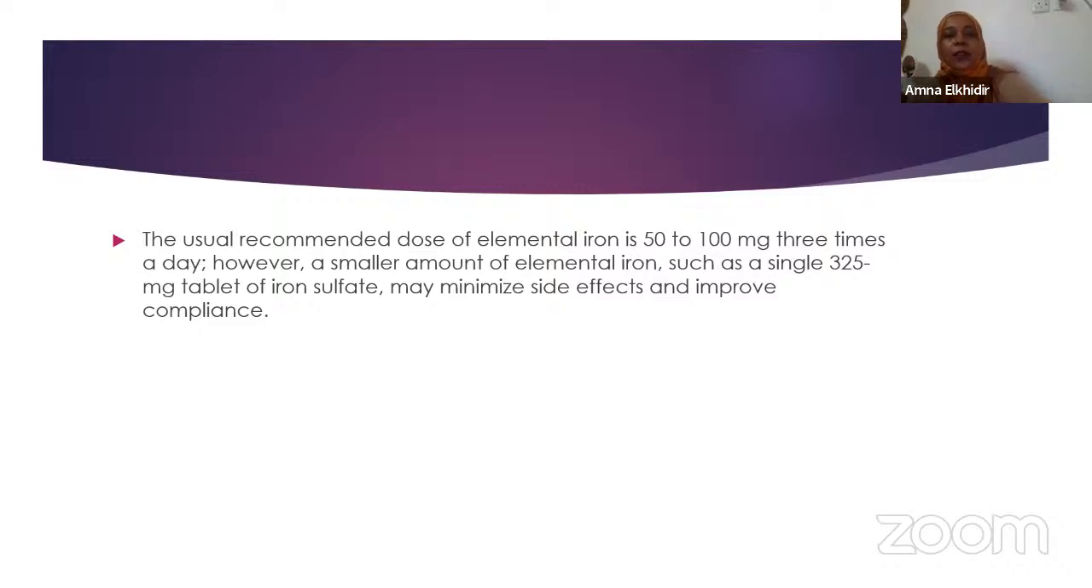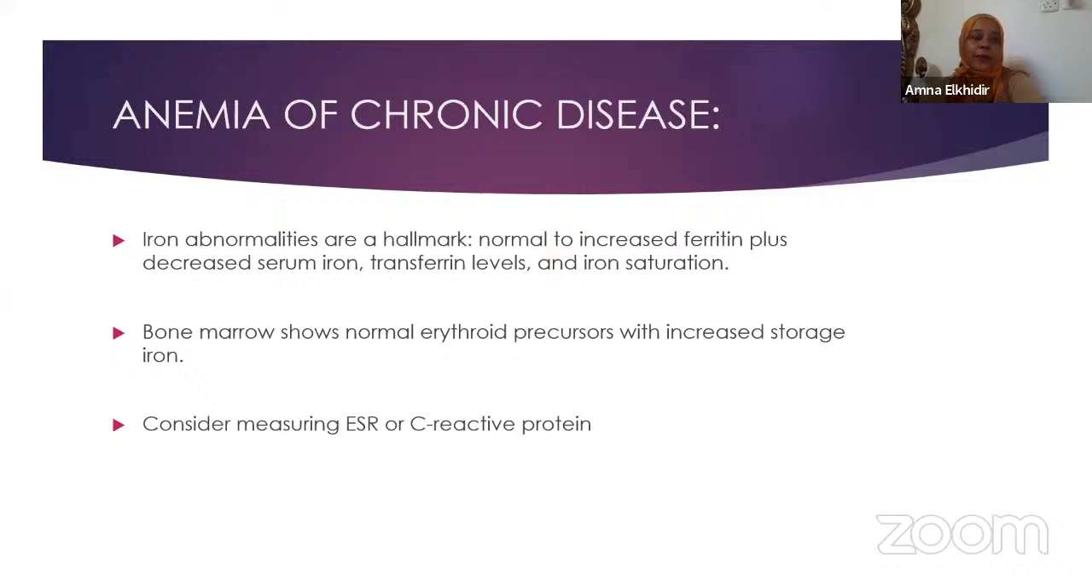The usual dose of elemental iron is 50 to 100 milligrams 3 times per day. Anemia of chronic disease: we have normal to increased ferritin, low serum iron, and low serum transferrin levels and iron saturation. The bone marrow in anemia of chronic disease shows normal erythroid precursors with increased storage iron. Usually in anemia of chronic disease, we have normal iron stores, but we have functional iron utilization problems.